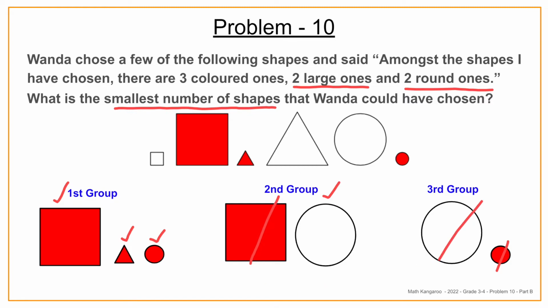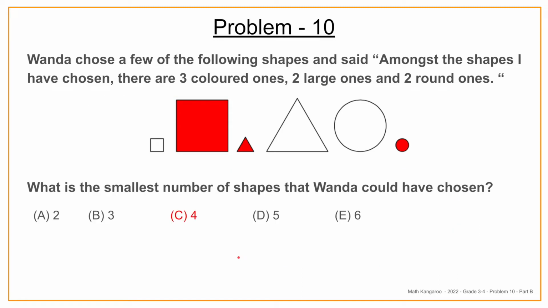When we talk about 2 large ones, we don't choose a triangle and a circle or a square and a triangle. So that combinations also goes off. Now we have 1, 2, 3, 4 shapes. So we have everything covered in just 4 shapes. So correct answer is option C, 4.